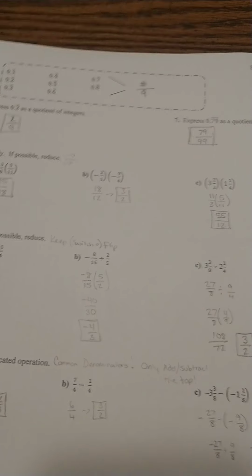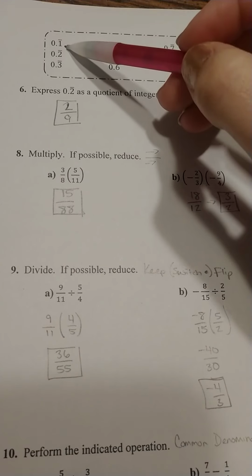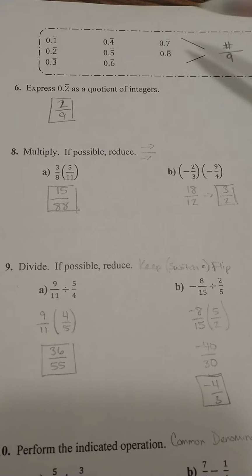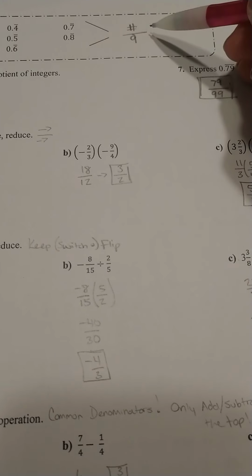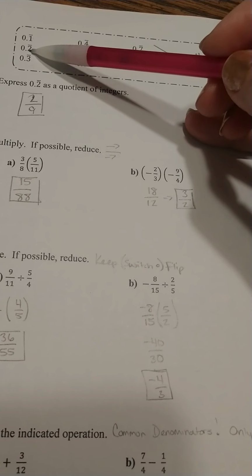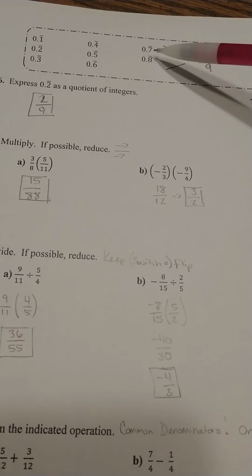So your next page has this nifty little chart up top, which simply says, if you have 0.1 repeating, 0.2 repeating, 0.3 repeating, so on and so forth, anytime you have a repeating, it's a number over 9, which means this is 1 over 9, 2 over 9, 3 over 9, 4 over 9, 5 over 9, 6 over 9, 7 over 9, 8 over 9.